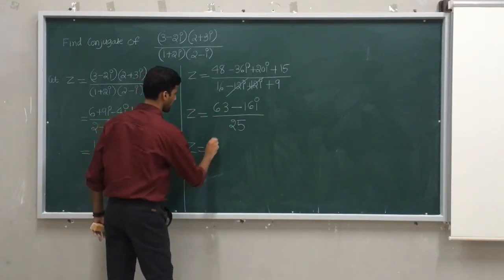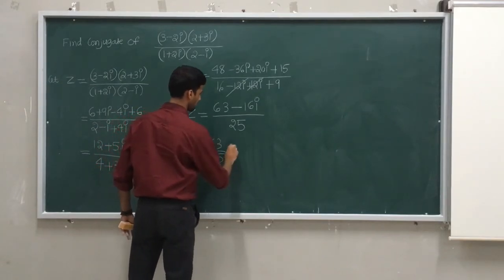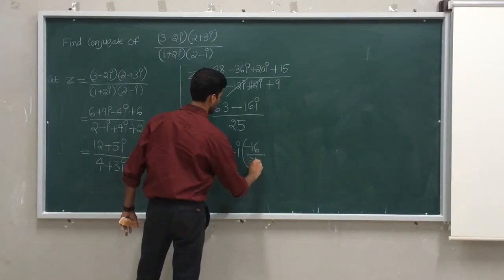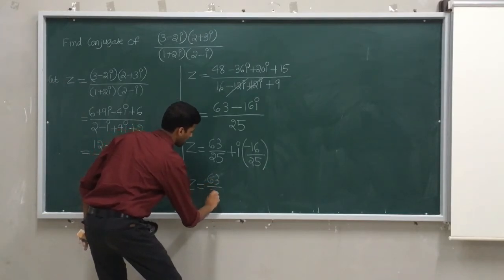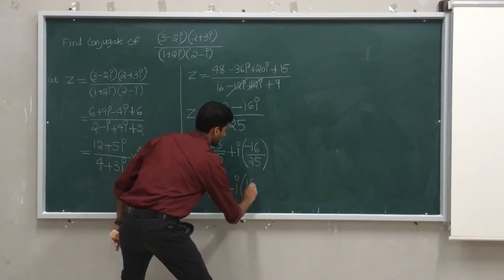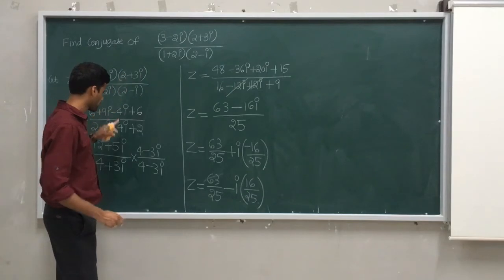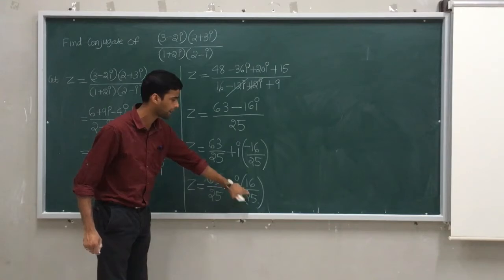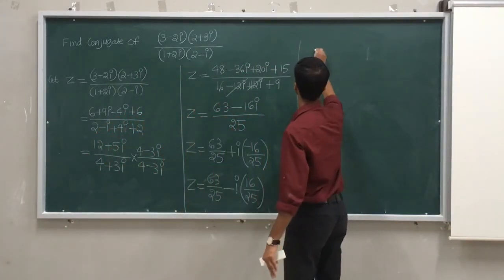When you write in a standard form, this reduces to 63 by 25 plus i times of minus 16 by 25, or you may write this as 63 by 25 minus i times of 16 by 25. It's your wish. Now initially 4 reduced to 2, then it reduced to a single one. It has now become x plus iy style. So therefore I want its conjugate.